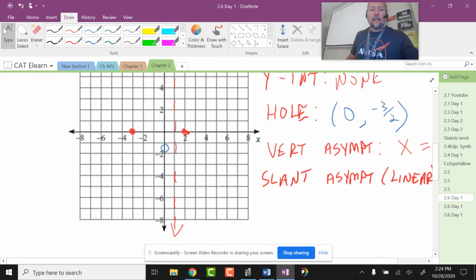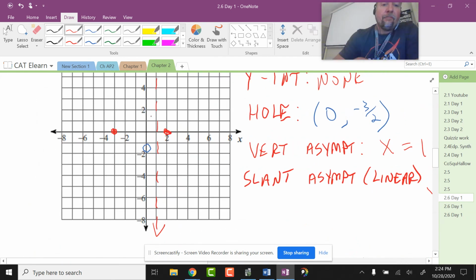So now I'm going to put that slant asymptote. Yes, a senior should know how to graph a line. y equals negative 1/4 x minus a half. 0, comma, negative a half is the y-intercept. Drop 1, run 4. It is a line that's decreasing in value as you draw it.